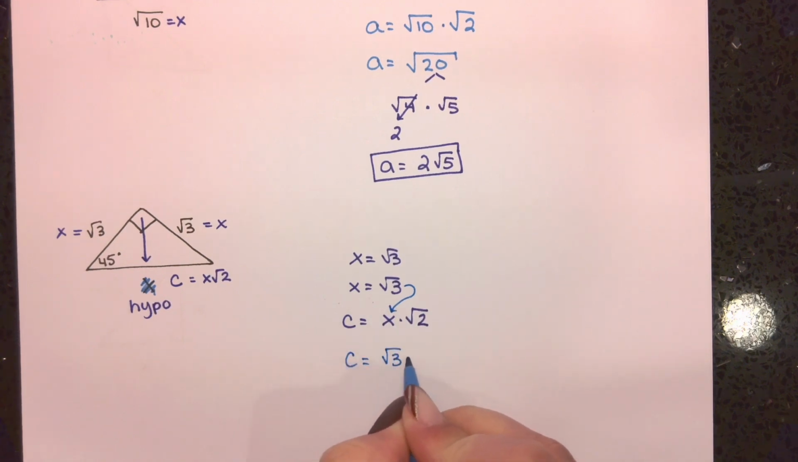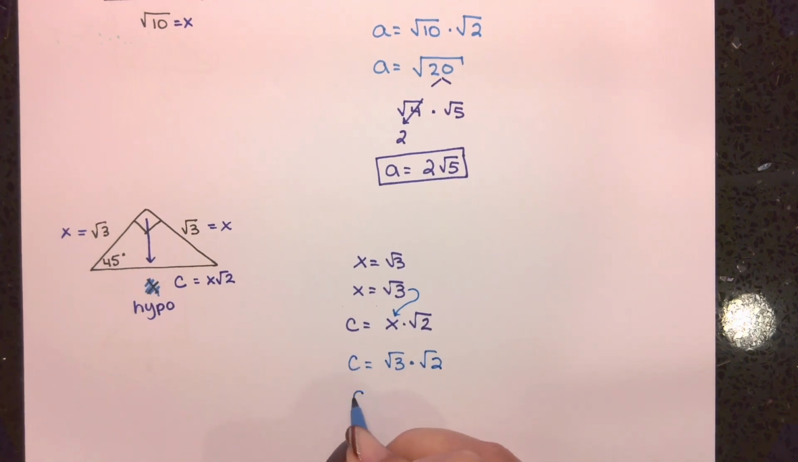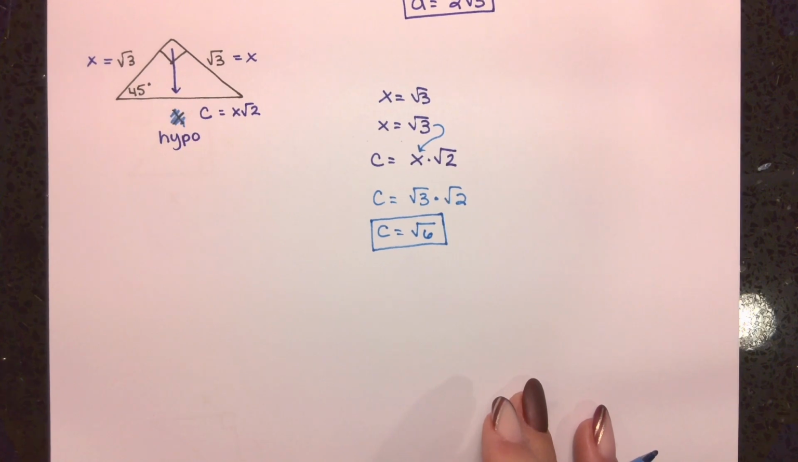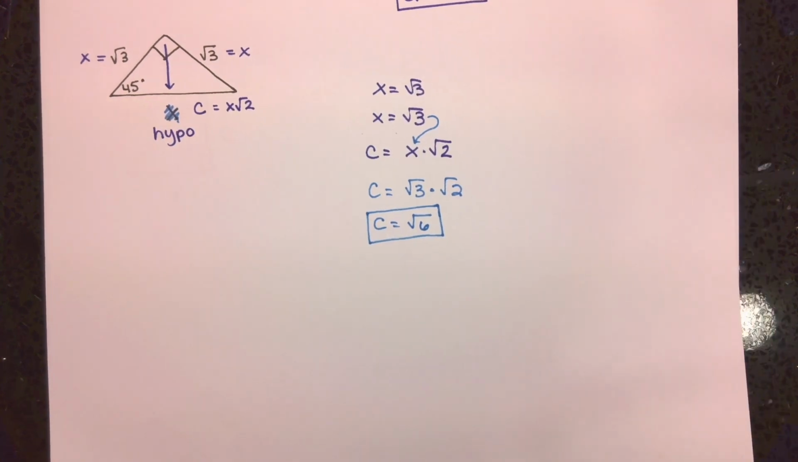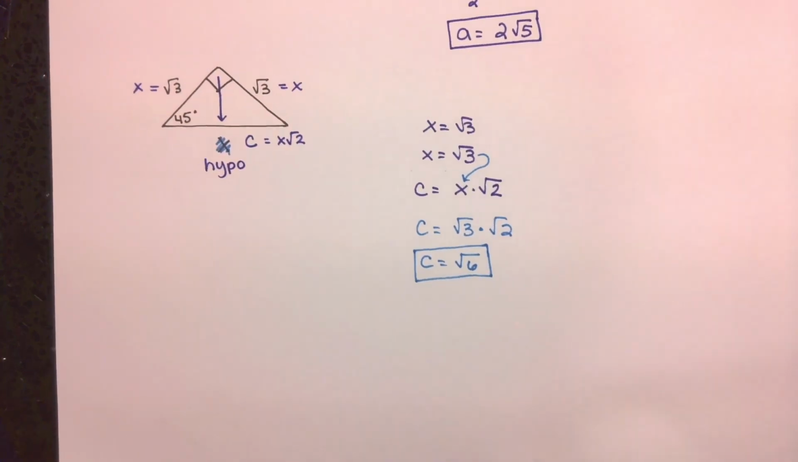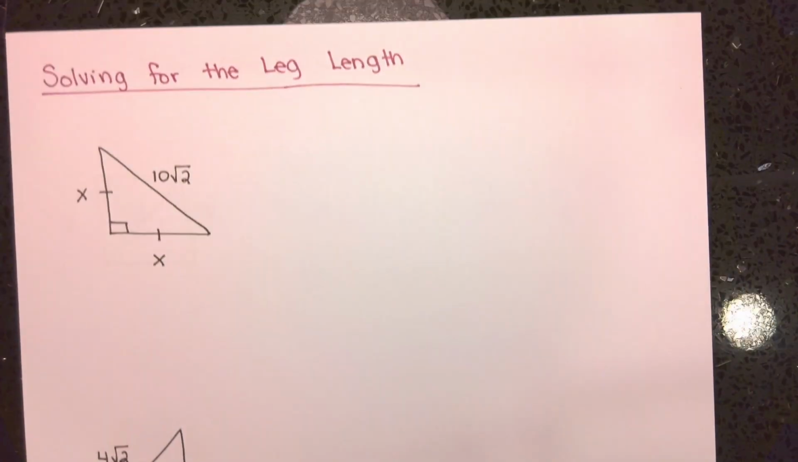So square root of 3 times square root of 2. 3 times 2 is 6. 6 cannot be simplified, so that is our answer. Again, as long as you have your pattern memorized, these are going to be okay. So that was solving for the hypotenuse. Now let's go ahead and solve for the leg.